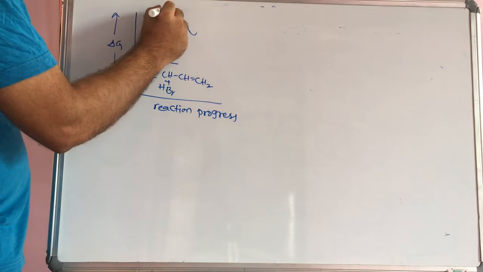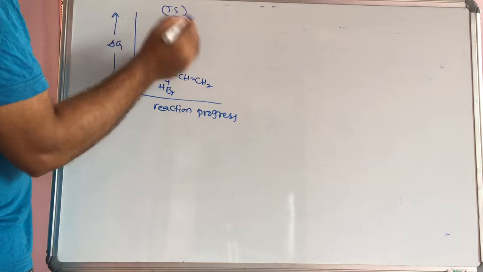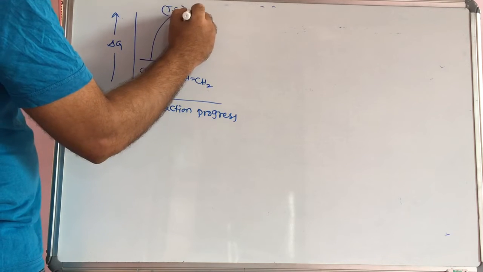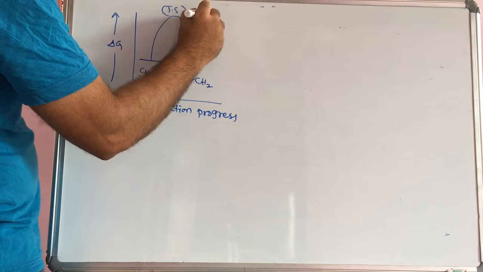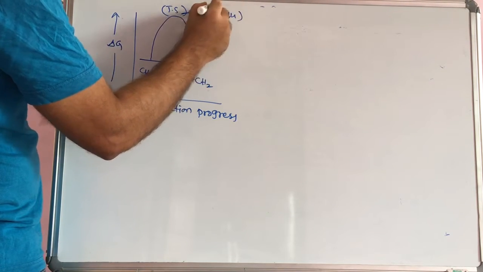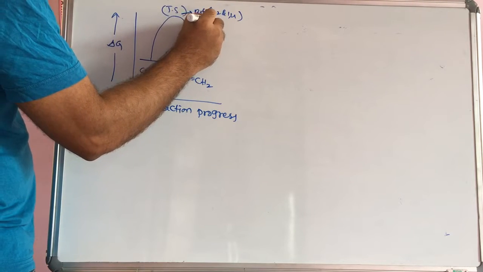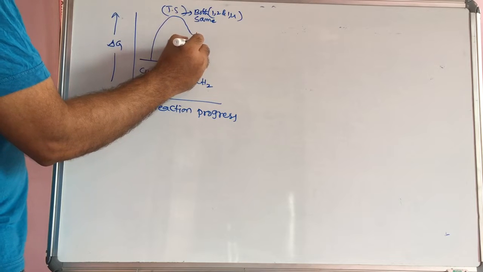So here TS is the transition state. This transition state will be the same for both products. This will be the same for both 1,2 and 1,4 products. It will be the same transition state. So this is a carbocation formation step.